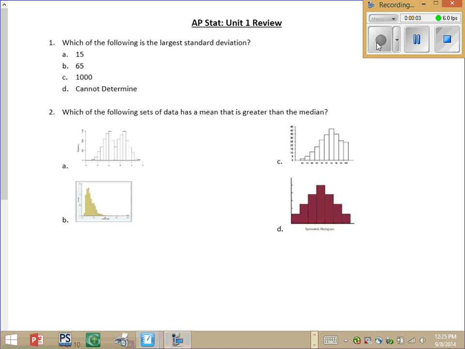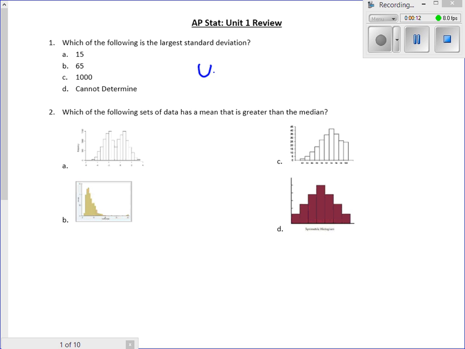In this video, I'll go through the Unit 1 review sheet very quickly. First off, which is the largest standard deviation? You might be tempted here to go ahead and pick the largest number, but here, we need to pay attention. Units aren't given to us, so we actually cannot determine. So for example, just because 1,000 is the biggest number doesn't mean it's the largest standard deviation.